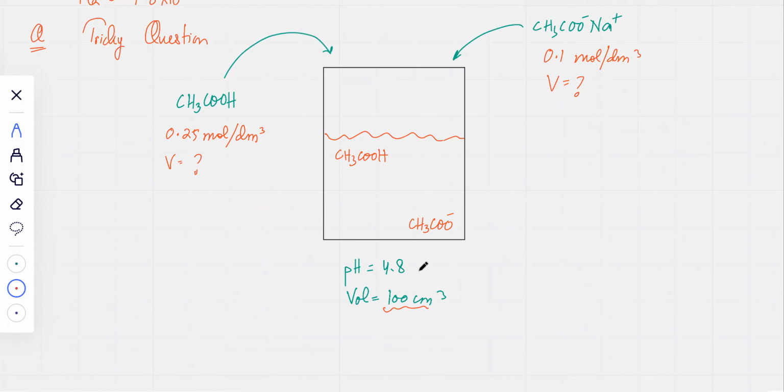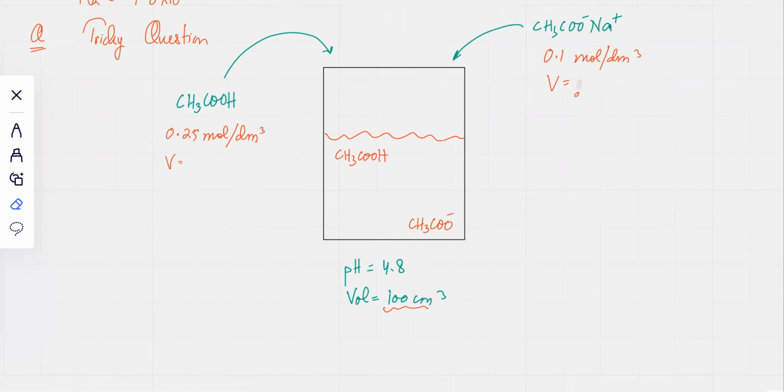Now, how would you solve this? The total volume is 100 cm cube. So that means you might add 80 cm cube of this, and you might add 20 cm cube of this, or you might add 50 cm cube of this, or you might add 40 of this and 60 of this. So the total volume must add up to be equal to 100 cm cube. Is that clear?